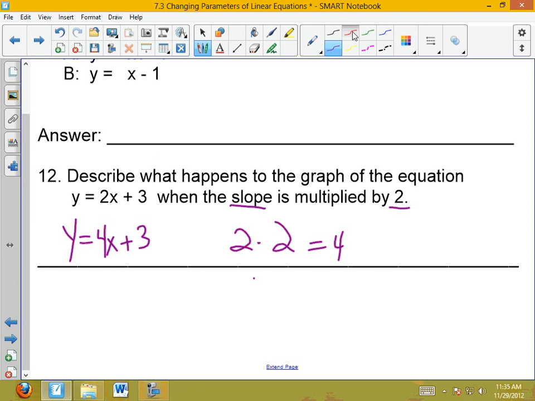Now let's compare these two slopes. 2 over 1, 4 over 1. What happened? This is my old slope, this is my new slope. What happened to my new slope? Did it get steeper? Yes, it did. So when I multiplied by 2, it got steeper. Because 4 is bigger than 2. My rise is bigger, so that means it's steeper.